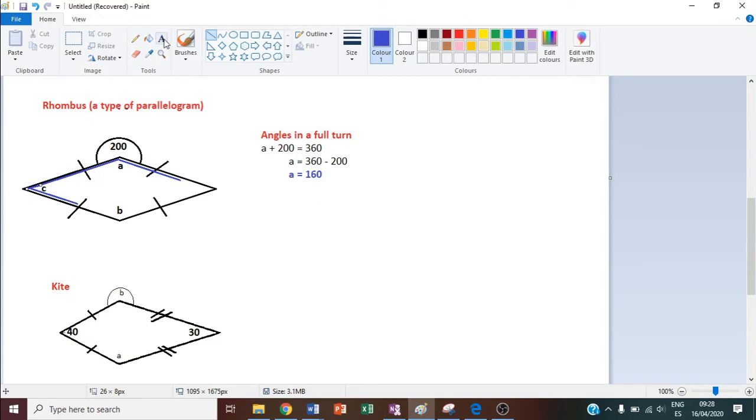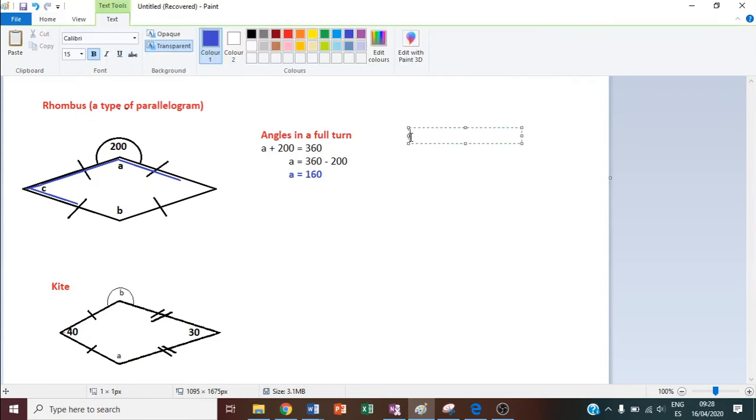Okay, so let's go ahead and write my interior angle rule here. These are interior angles. And that means that they're going to add up to 180.